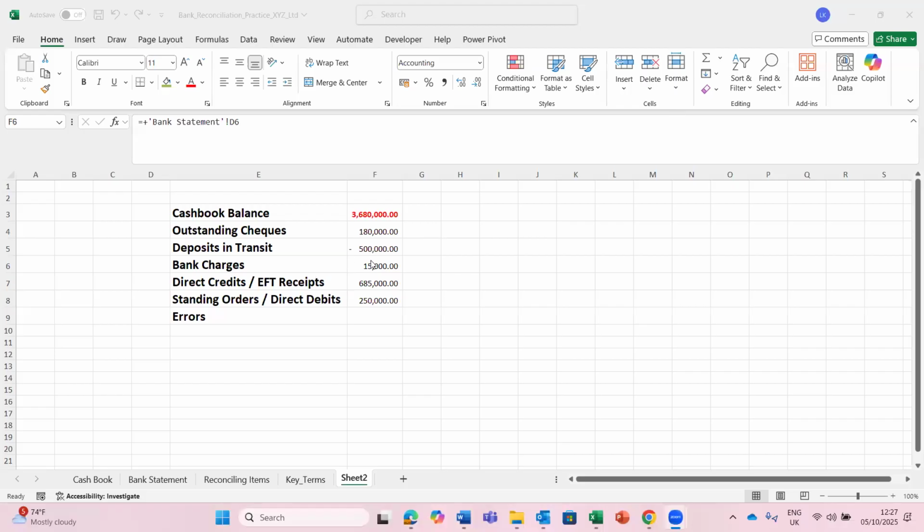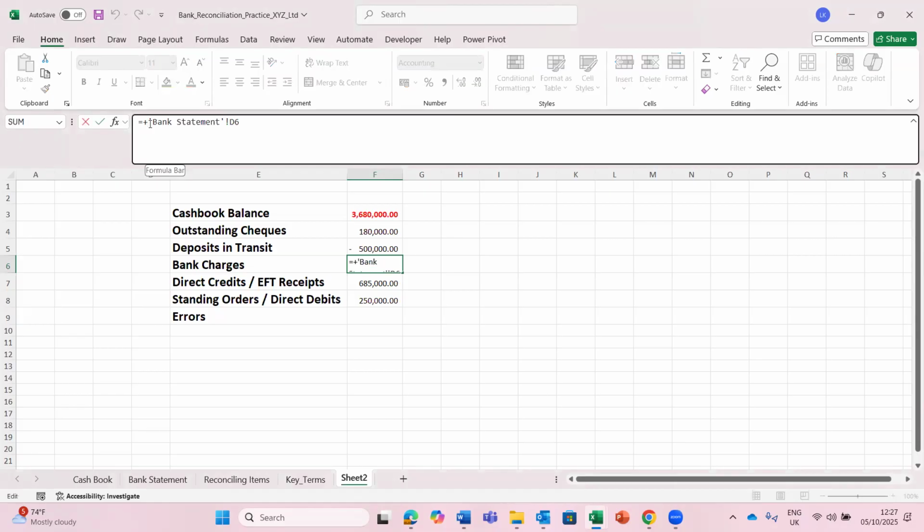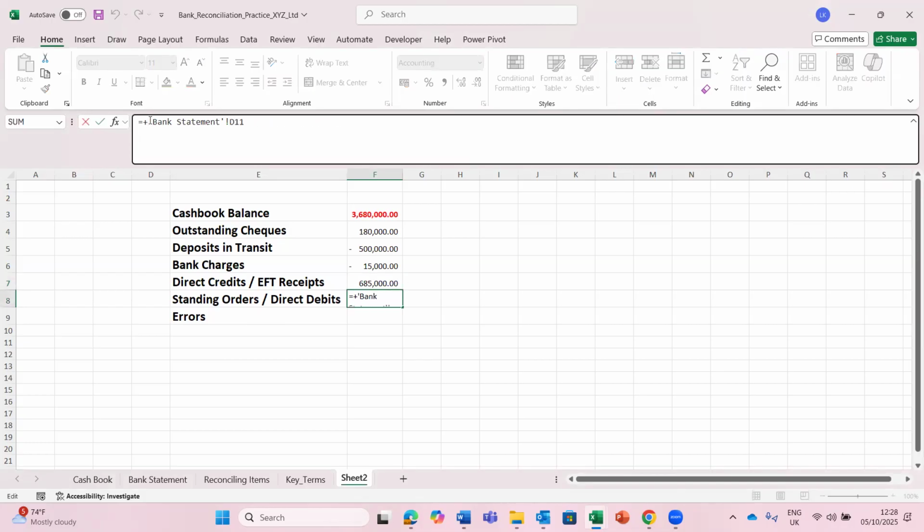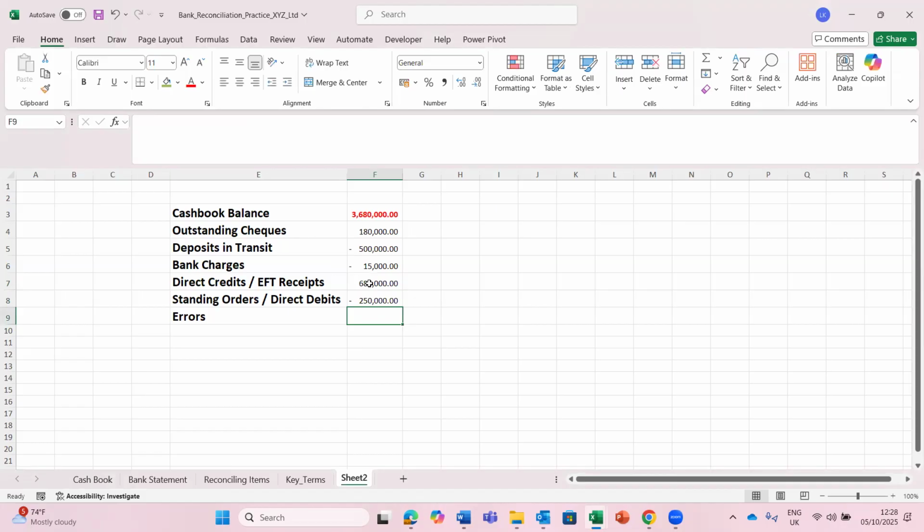Okay. For the bank charges, what do we do with bank charges? Because we have not recorded them in our books, they're not in our books. What do we do to bank charges? We subtract. Okay. We subtract bank charges. And then we have direct credits. These are deposits in our bank statement. So we add. And then the direct debits, we subtract. Okay? We subtract.